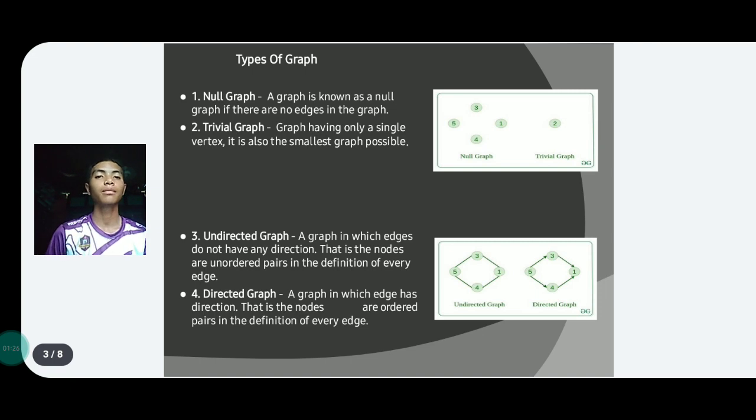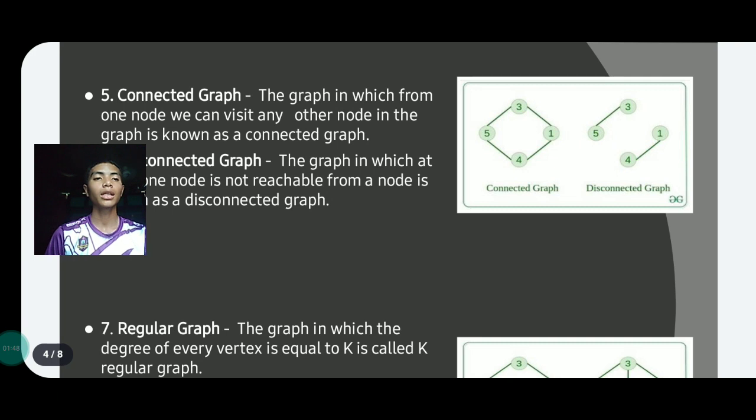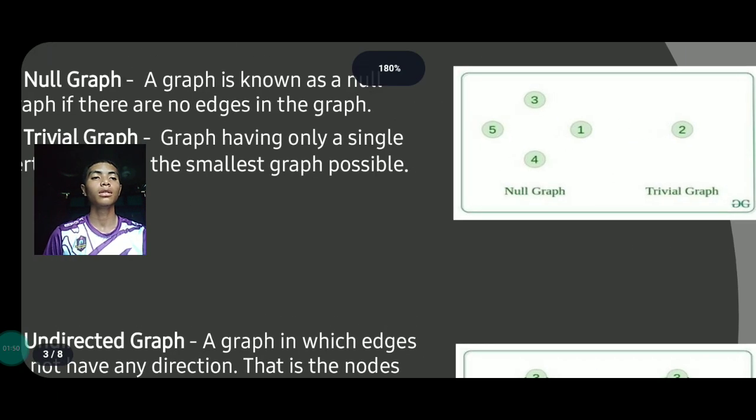Types of graph. Number 1, null graph. A graph is known as a null graph if there are no edges in the graph. Number 2, trivial graph. A graph having only a single vertex. It is also the smallest graph possible. Here is the example of the null graph and trivial graph. The trivial graph is just one node. The null graph has four nodes with no edges.